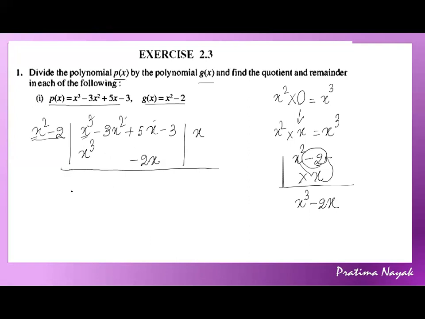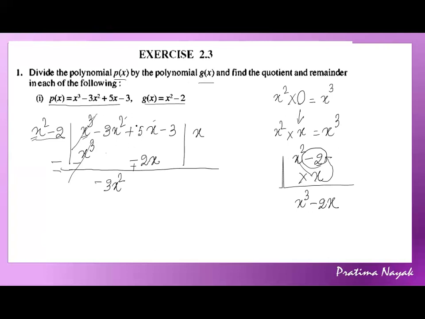After writing, what I'll do is subtract. When we subtract, we know that the sign of the lower one is changed. So x cube will be negative and 2x will be positive. Then I'll go for one by one subtraction. So x cube minus x cube will cancel, or it is 0. That's why we had taken x. Now coming to minus 3x square, there is no term below it, so it will be brought down as it is.